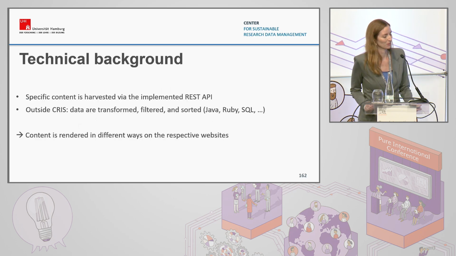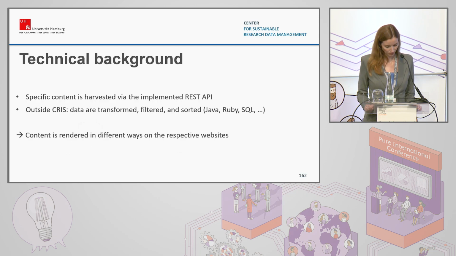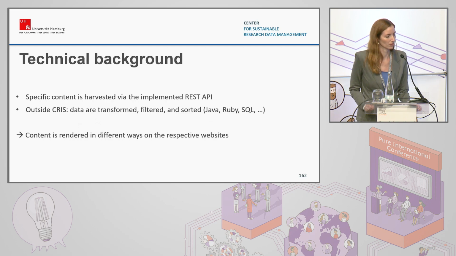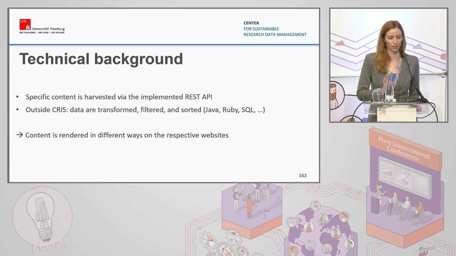Quick excursus to the technical background. The specific Pure content is harvested via the implemented REST API, and outside Pure, the data is transformed, filtered, and sorted. We're using different scripts for that. And in the end, content is rendered in different ways on the respective websites.